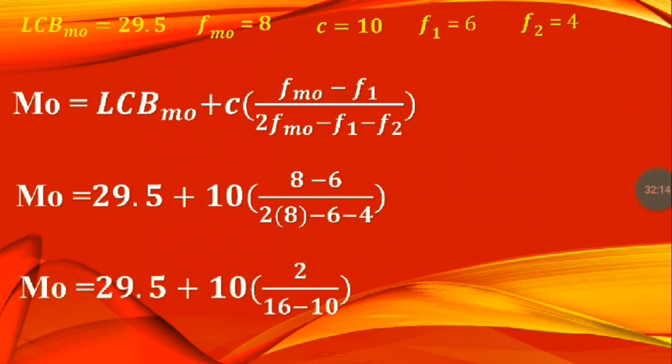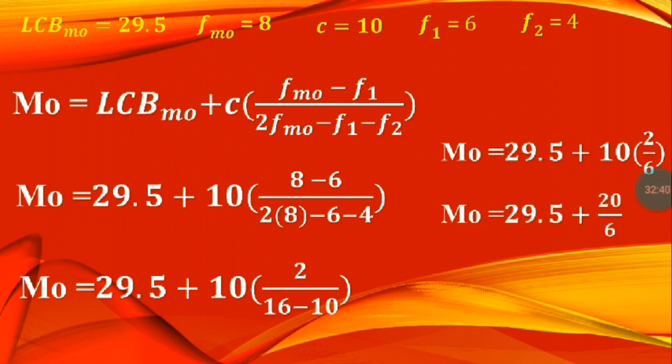Then we have mode is equal to 29.5 plus 10 times, you have 8 minus 6, that's 2. 2 times 8, that's 16. Then negative 6 minus 4, that's negative 10. So our mode is 29.5 plus, you have there at the denominator 16 minus 10, that's 6. So you have 29.5 plus 10 times 2 over 6. Then mode is 29.5 plus 10 times 2, that's 20, all over 6. Then we have 29.5 plus 20 divided by 6 is 3.3. And our mode is 32.8.